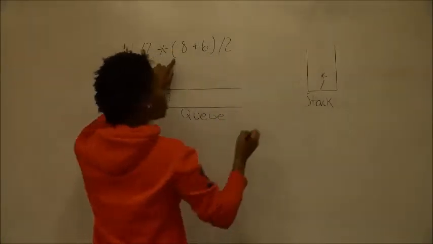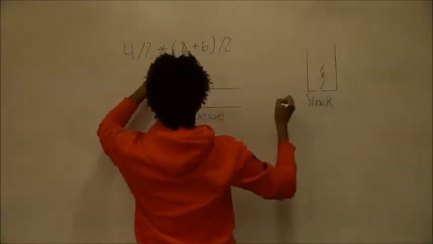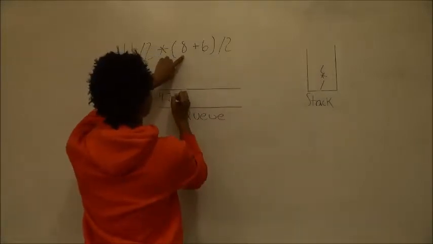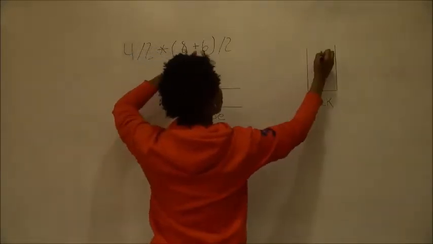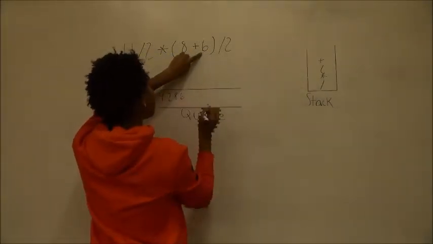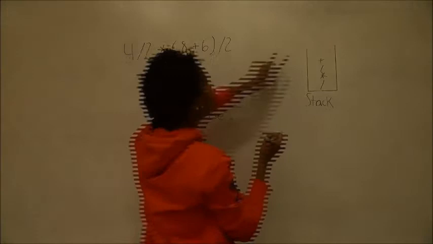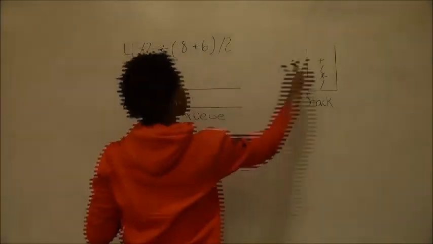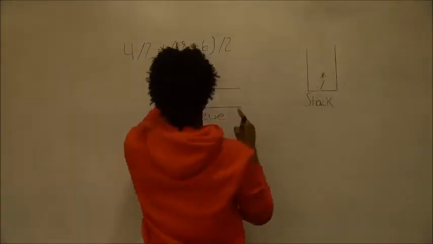The open parenthesis goes into the stack and is treated like it is an empty stack. The 8 is inserted into the queue. The plus is put into the stack. 6 is inserted into the queue. We reach the closed parenthesis. This means we empty the stack into the queue until we've reached the open parenthesis.